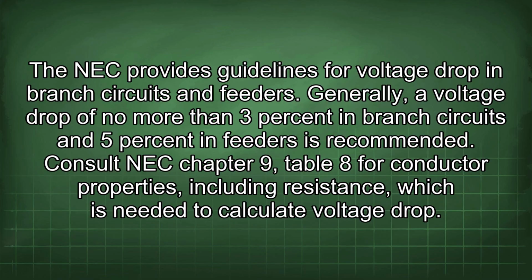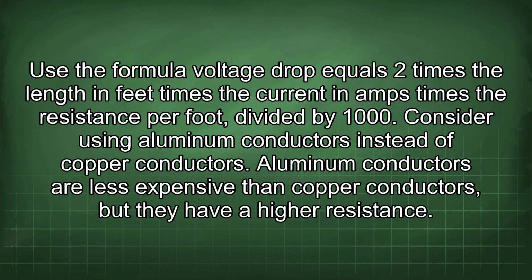Consult NEC Chapter 9 Table 8 for conductor properties, including resistance, which is needed to calculate voltage drop. Use the formula: voltage drop equals 2 times the length in feet times the current in amps times the resistance per foot, divided by 1000.